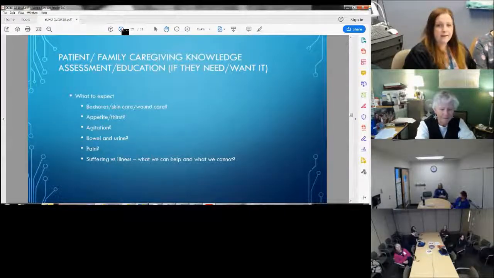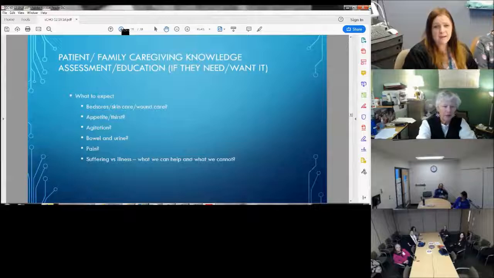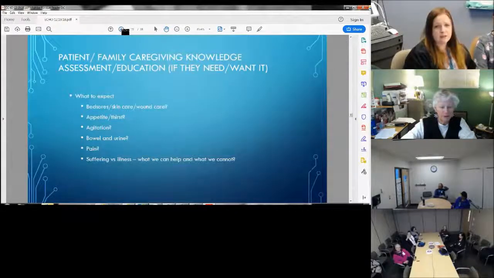So again, this is patient and family caregiving knowledge assessment, and things that we need to consider. We need to let them know that there's probably going to be some skin breakdown, some bed sores, and again, supplies that they're going to need, and how to care for these wounds. Talking to them about decreased appetite and thirst, that these are going to be expected, some agitation, bowel and urine regimen, and what it's going to look like.